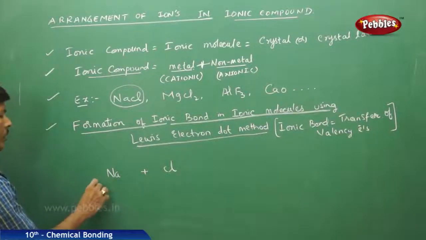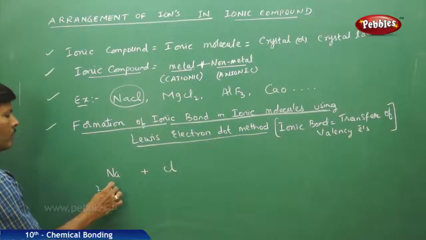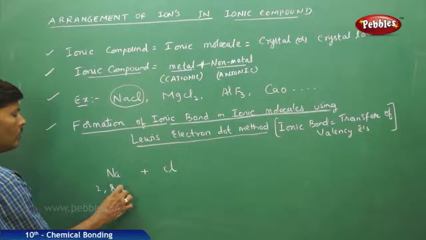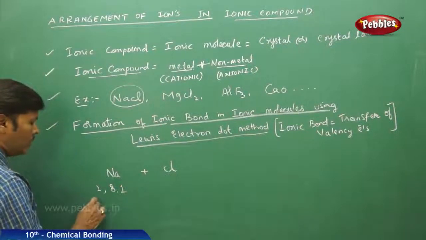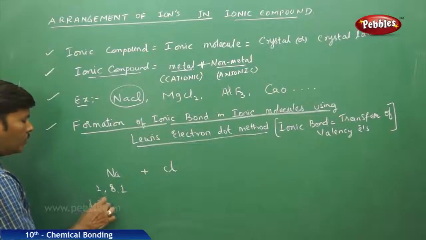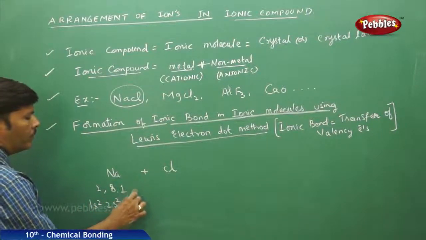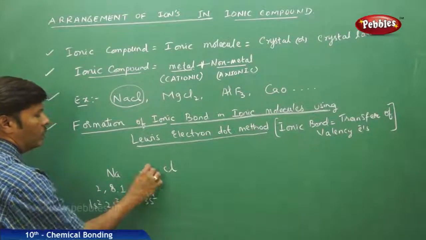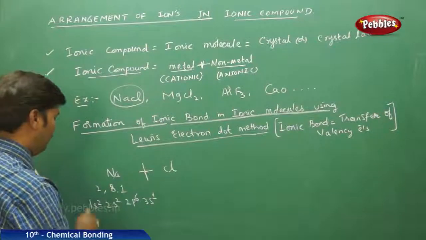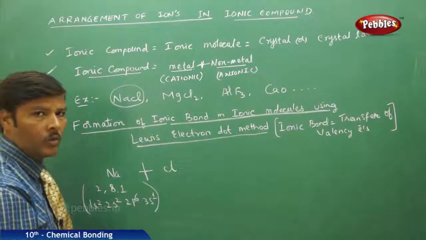Suppose for example you take sodium chloride, so I am taking sodium and I am also taking chlorine. If you take electronic arrangement of sodium, 2 8 1 is the electronic arrangement for sodium. Write the electronic configuration, that is 1s2 2s2 2p6 and 3s1. This is the electronic arrangement and electronic configuration of sodium.